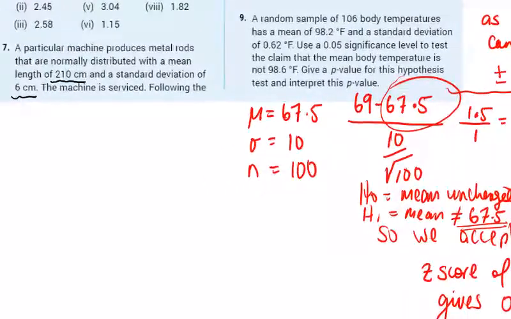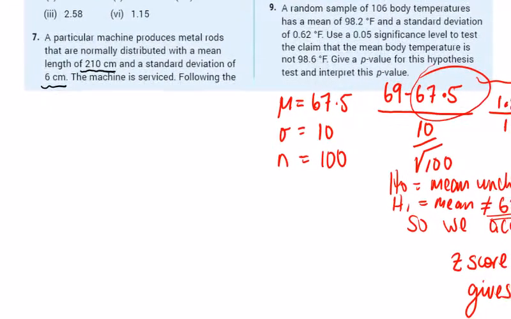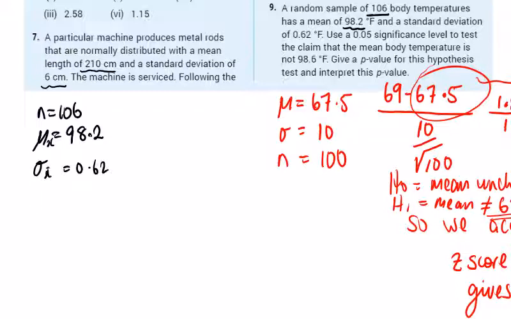Question 9, the last one in this video. A random sample of 106 body temperatures. So N is 106. Have a mean of 98.2. That's the sample mean of 98.2. And standard deviation of 0.62.